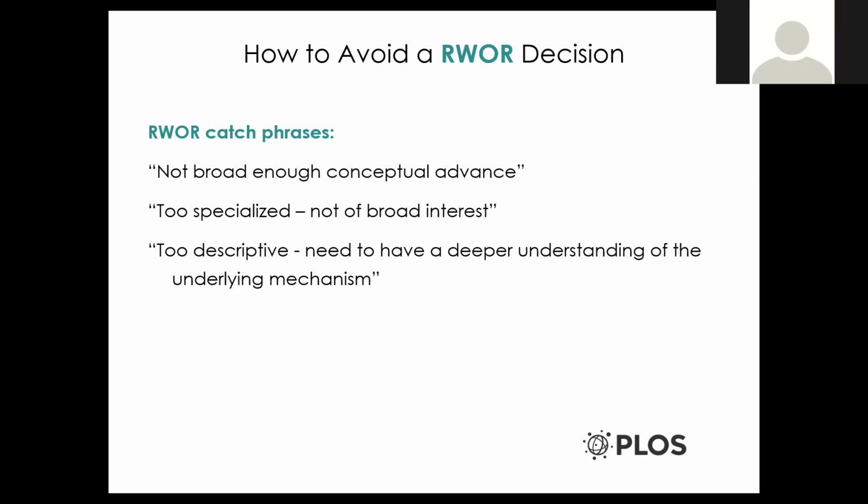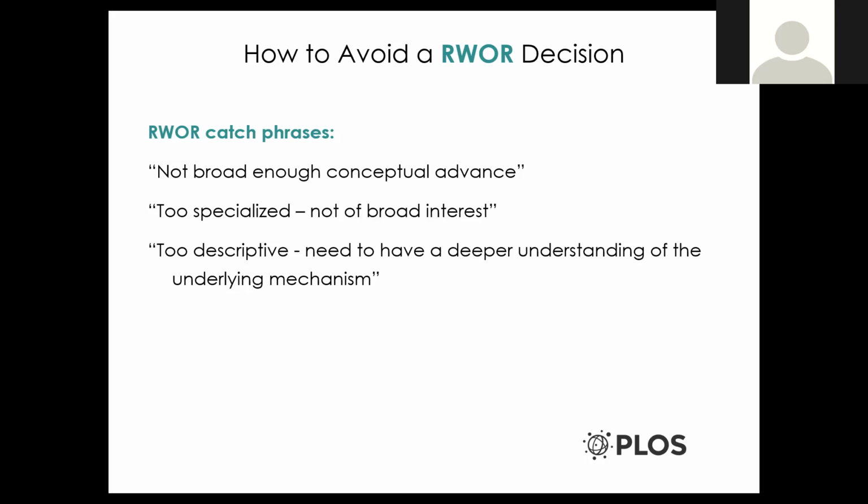You really have to show that you're advancing the field, that it's too specialized, not of broad interest. So these journals want to appeal to a broad range of readers. So it has to be of broad interest. It's descriptive. You need to have a deeper understanding of the underlying mechanisms. So there are many papers that we publish that report sort of phenomena without being able to say why those things occur. And in general, for high impact journals, you need to have some mechanistic insight.